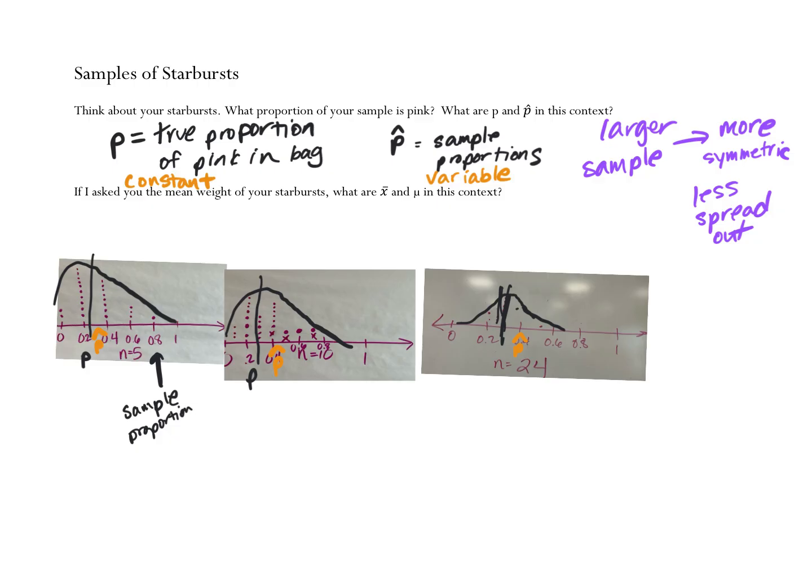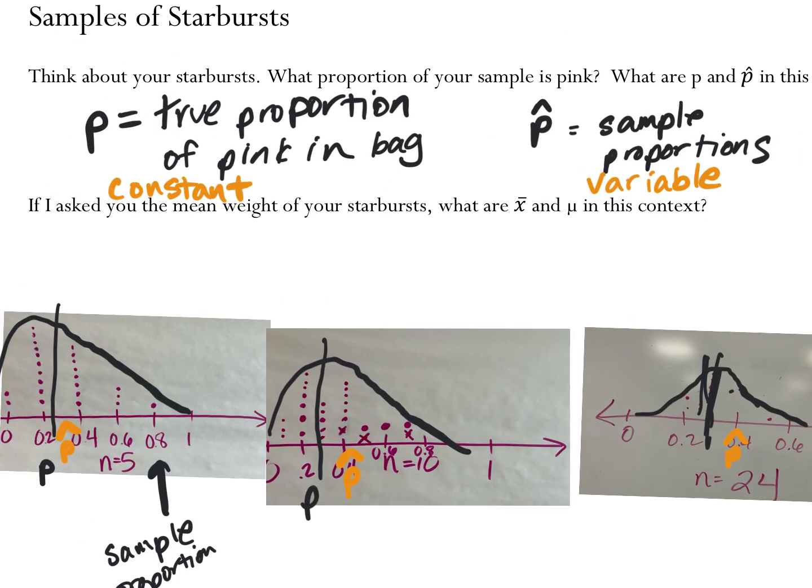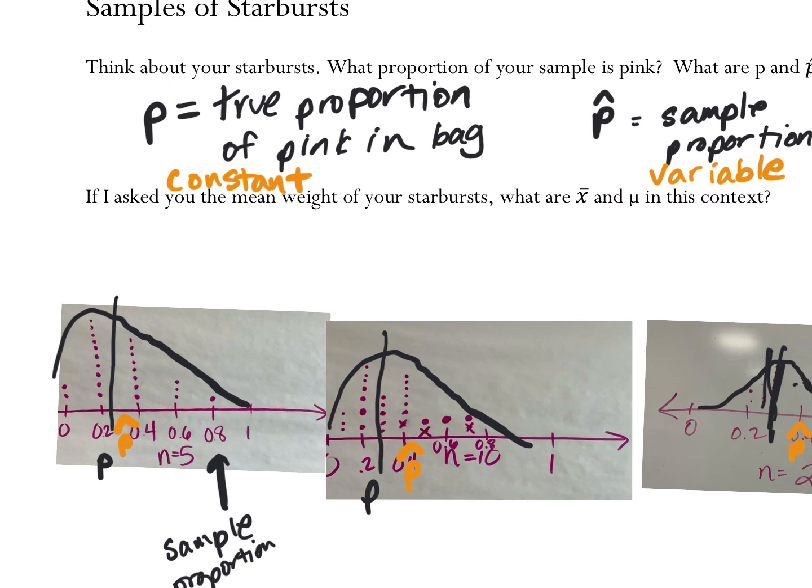Now, these graphs, I didn't do this because I'm not a jerk, okay? Could I also have made you guys weigh every single one of your starbursts and find the average weight of your sample? Do you guys get what I'm saying? So instead of all these graphs being p-hats, we'd have a graph of x bars. Is everybody good? Okay, great.